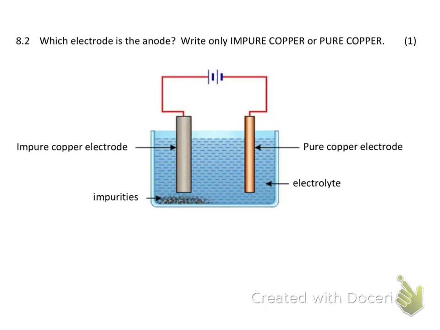8.2, which electrode is the anode? Let's just look at this slowly. If we have a look at the battery, the long end of the battery indicates the positive pole, the short end the negative pole, which means that the left-hand electrode, the impure copper electrode, is positively charged and the pure copper electrode is negatively charged.